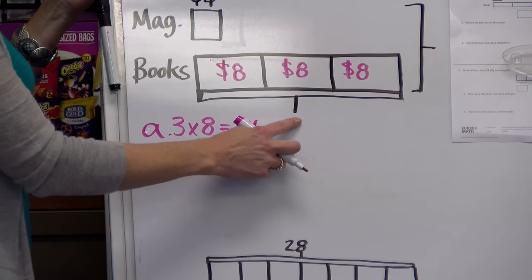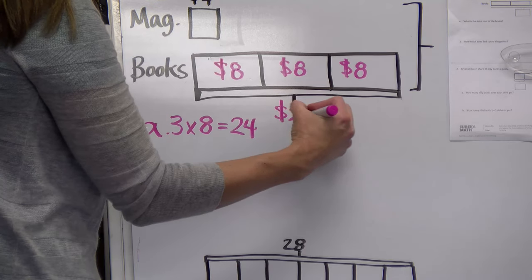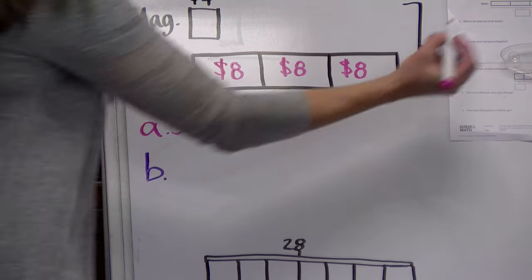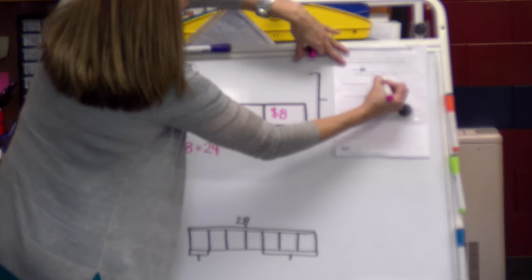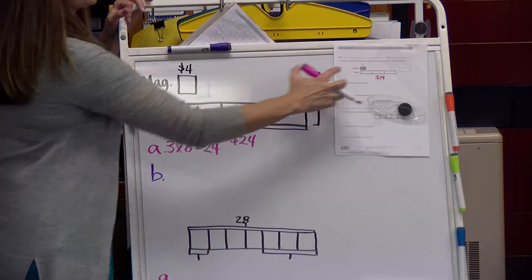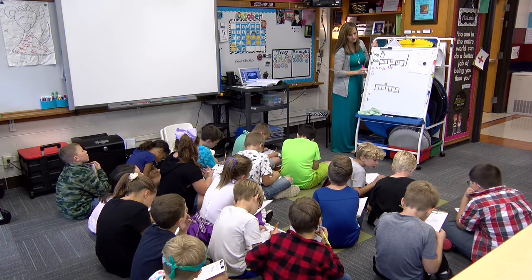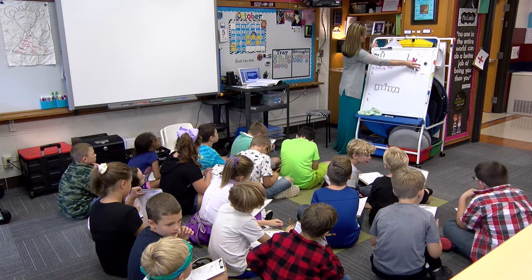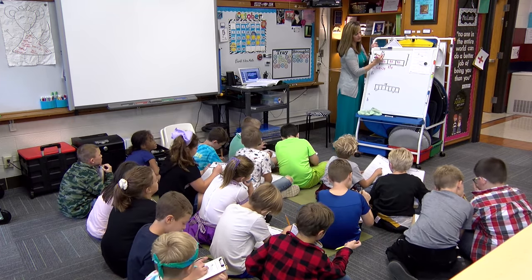24. So right here, Bella, that label that we need, we actually want it to say $24. So in this box, $24. That's showing the total cost. Okay, we already know the cost of the magazine. That's why they shaded this for us.